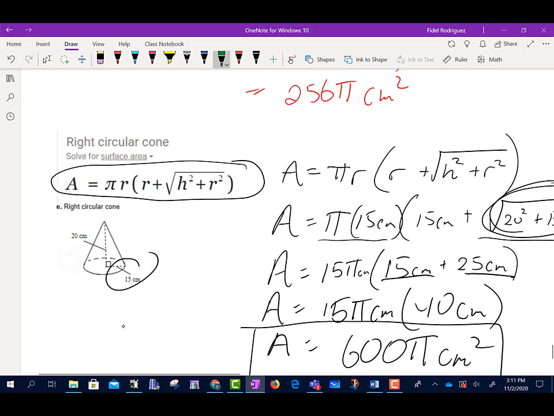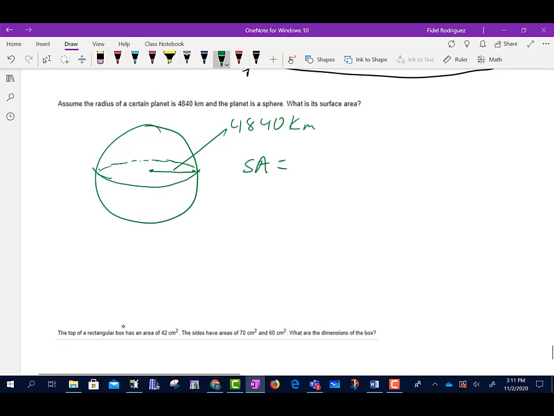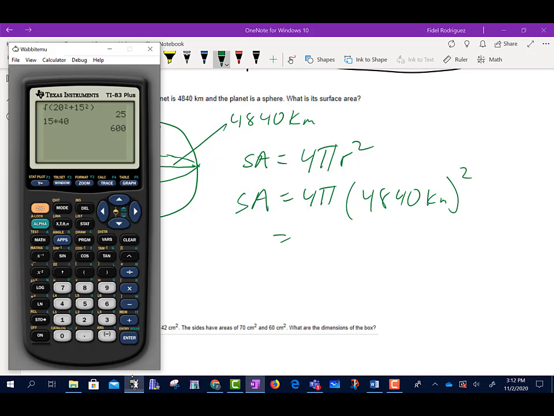So I'm going to scroll back over here. We have a sphere. Here's my surface area formula. It's 4 pi r squared. So I'm going to write 4 pi r squared. So the surface area is going to be 4 pi times 4,840 kilometers. We're going to square that. So let me grab my calculator. So I'm going to type in 4840, and I'm going to square it.